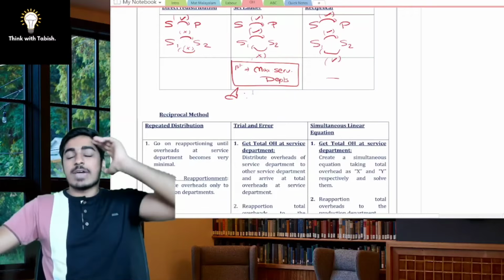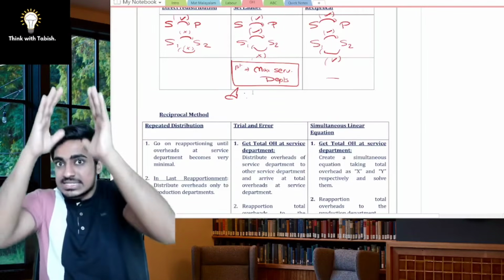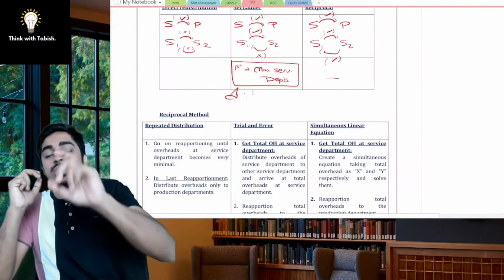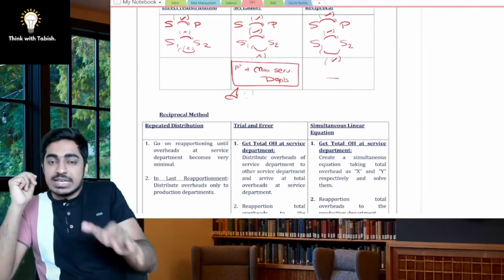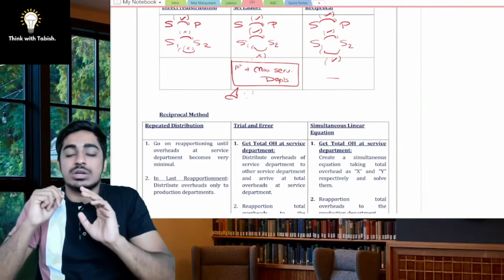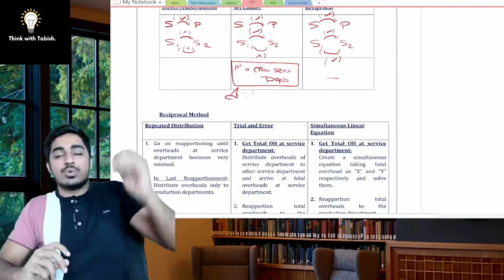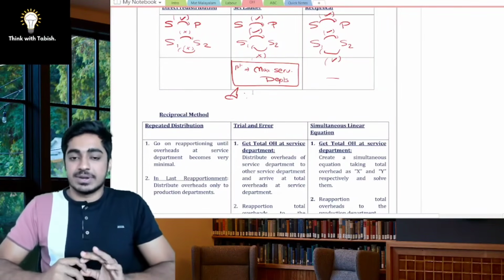Yes, once we've arrived at total overhead at service department using that working note, we take the total overhead and distribute it to all the departments. That is how we get the overhead for every production department.